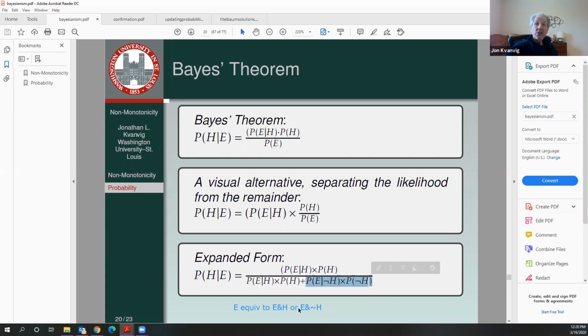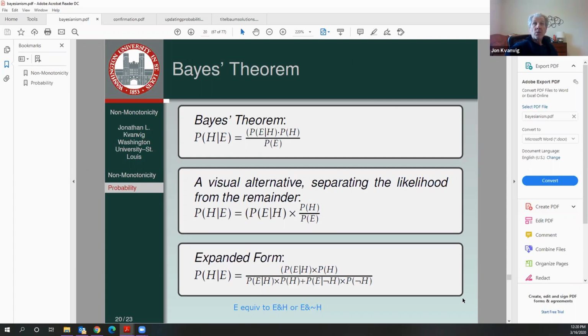I flipped each of these conjunctions around so that the H element came first, and then I take the unconditional probability of H, not H on this side, H on this side, and multiply it by the conditional probability of the second conjunct given the first conjunct. Okay, so that's the expanded form.